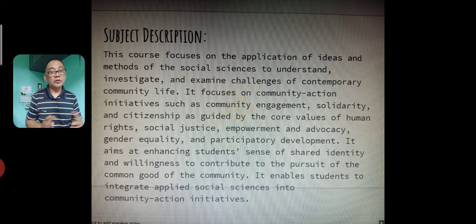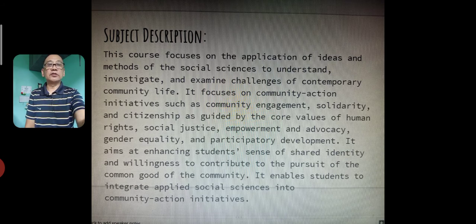What will you do? What is our role? Okay, in our community, and that is citizenship. Basta pinreform natin yung duties natin sa Pilipino, yun, pasok yun sa citizenship. Now we were also guided by values, core values in this community engagement. What are those? Human rights, okay, social justice, empowerment and advocacy, gender equality, and participatory development. Okay, so that is the subject description.